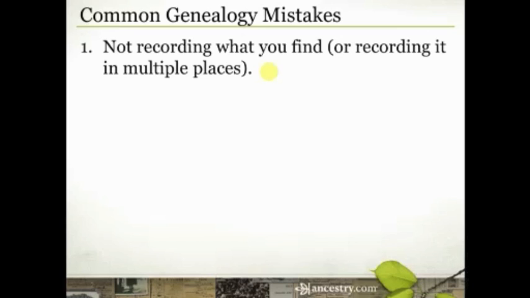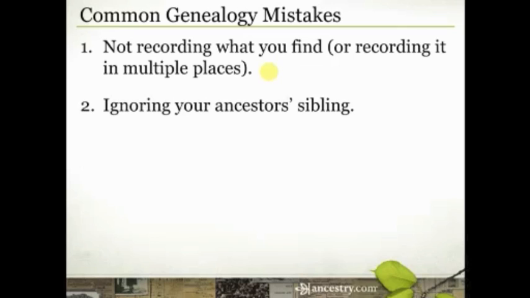Make sure that you enter everything you find about people, attach records. It just will help keep you sane so that you're not redoing research. It also will lower the possibility that you'll be making mistakes. Now, that leads me to my number 2 point today, or my number 2 mistake today, which is ignoring your ancestors' siblings.